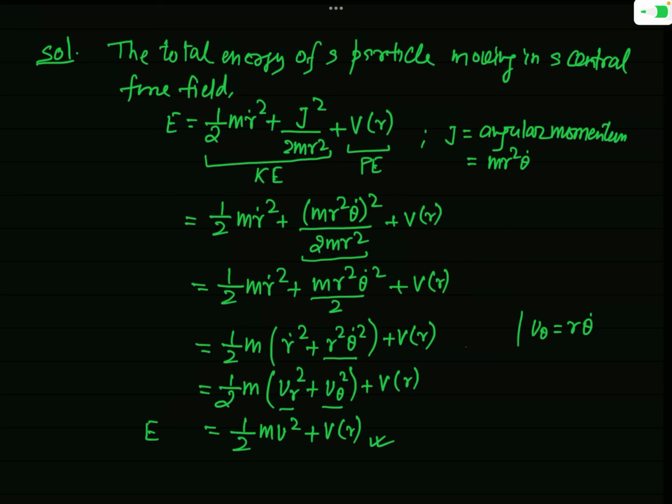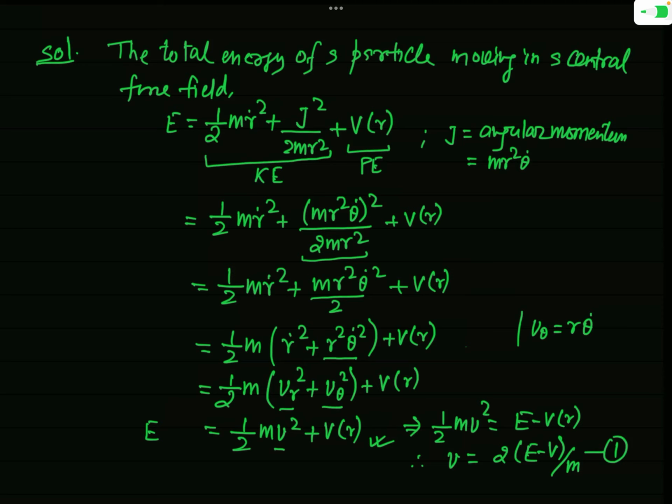Now as in our problem, we have to find the value of v. So you can see what will be the value of v from this equation. From this you can find half mv square, and this will be equal to E minus V of R. Okay, and therefore v will be what? This will be in fact the square root of 2 times E minus V over m. Say this is equation 1.